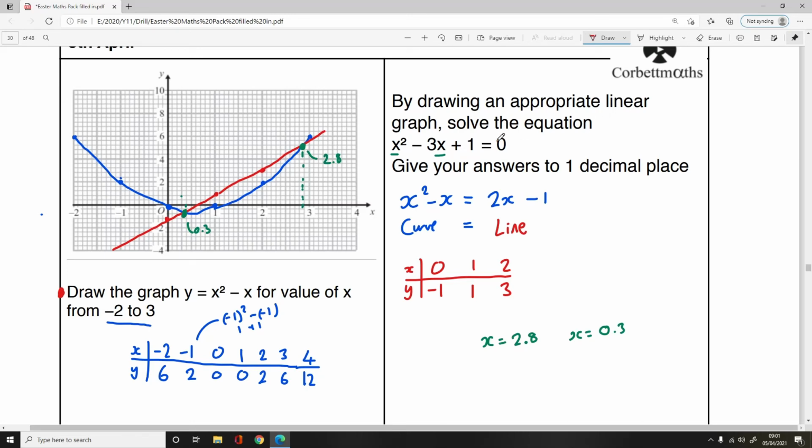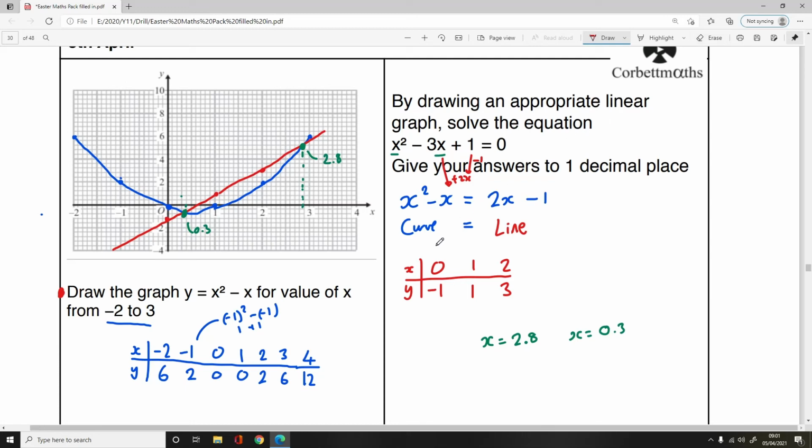Now, given what we've already drawn is x squared minus x, we want to rearrange this so it says x squared minus x. To do that, I don't need to change the x squared. I do need to add 2x to get from minus 3x to minus x. So I add 2x to the other side. I also need to take away 1 to get rid of that entirely. So take away 1 on the other side as well. And I'll end up with x squared minus x is 2x minus 1 as a rearrangement.